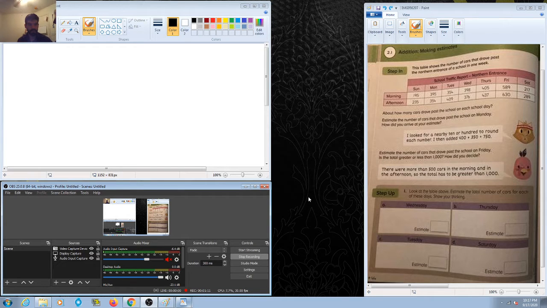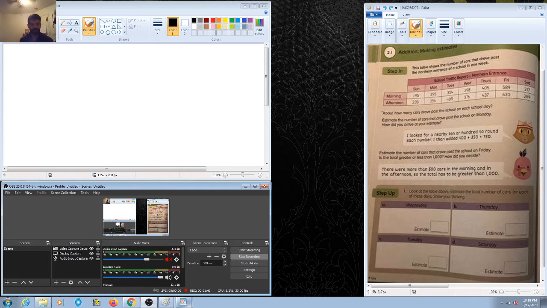So on this page, it says the table shows the number of cars that drove past the northern entrance of a school in 1 week. We see the 7 days of the week in the columns, and in the rows are the morning and afternoon, so they're splitting the day in half. The question is about how many cars drove past the school on each school day. Estimate the number of cars that drove past the school on Monday. How did you arrive at your estimate?